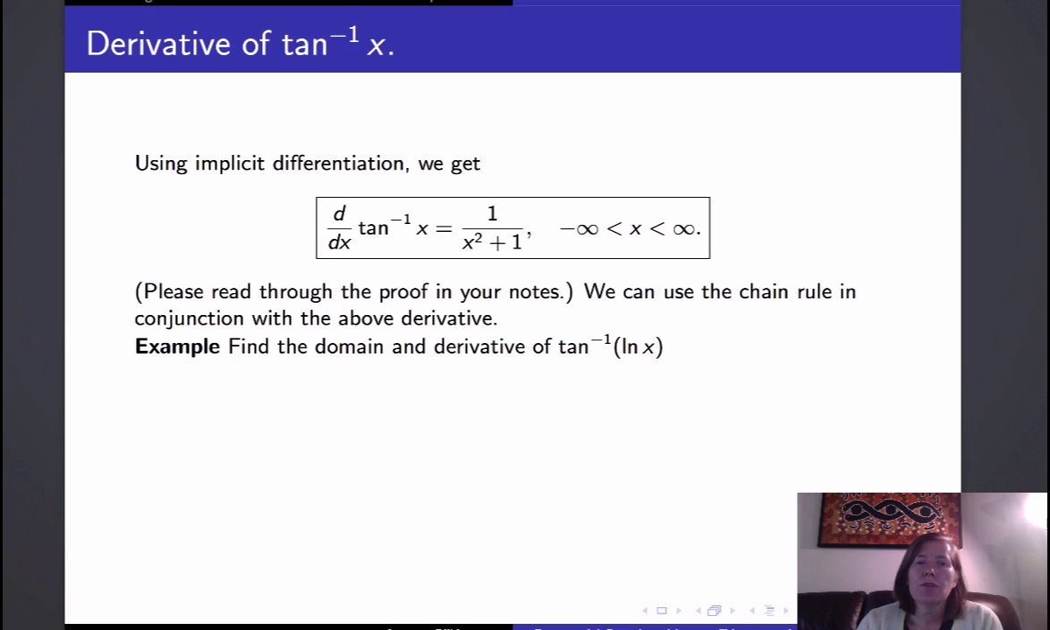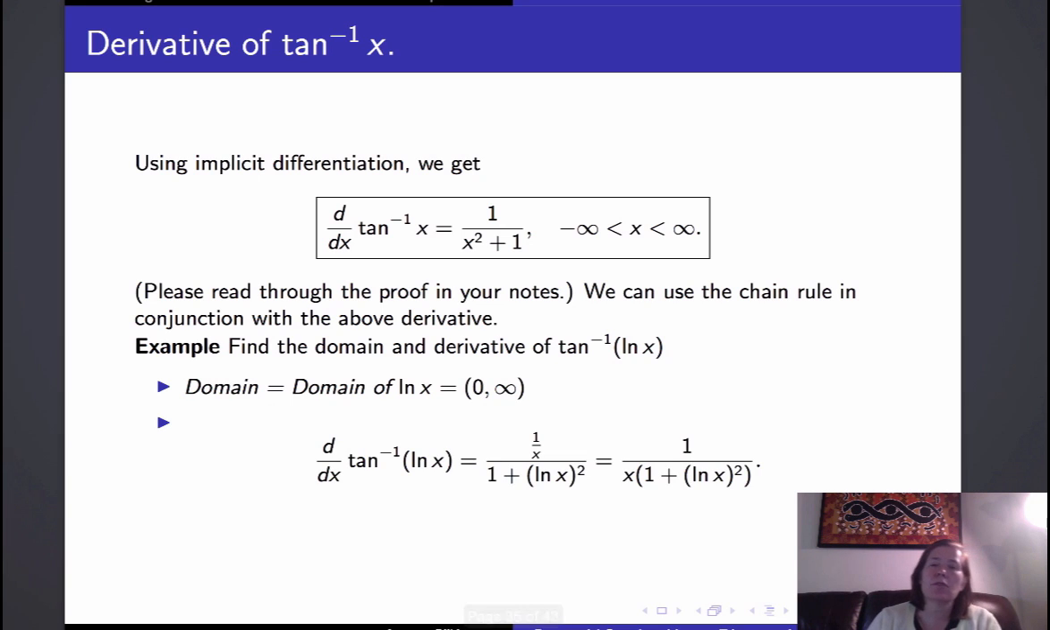And of course, to differentiate something like tan inverse of the natural log of x, we can use this formula along with the chain rule. So first of all, let's look at the domain of this function, tan inverse of the natural log of x. We know that the domain of the natural log of x is restricted to positive values between 0 and infinity, but after that tan inverse can be applied to anything, so that's the only restriction on the domain here. So the domain of this function is everything from 0 to infinity.